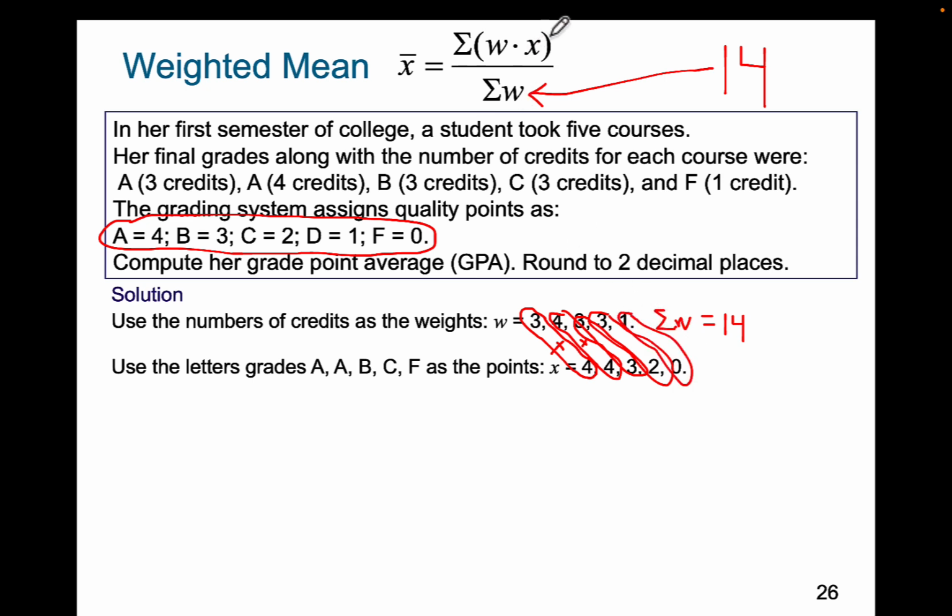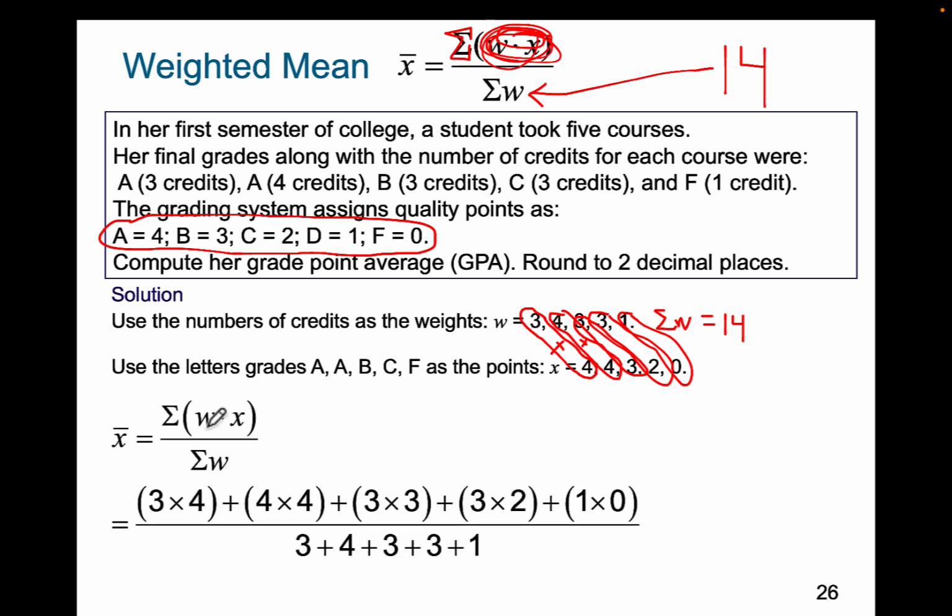So that's going to give us all of our W times X's, but then we can see here that we have to add them all up. That's what this capital sigma means. So it'll look like this. The 3 times 4 plus the 4 times 4 plus the 3 times 3 plus the 3 times 2 plus the 1 times 0. So that is going to give us a numerator of 43. We divide that by her total number of units, which we know is 14, giving her a GPA of 3.02. We round those to the nearest 2 decimal places for grade point averages.